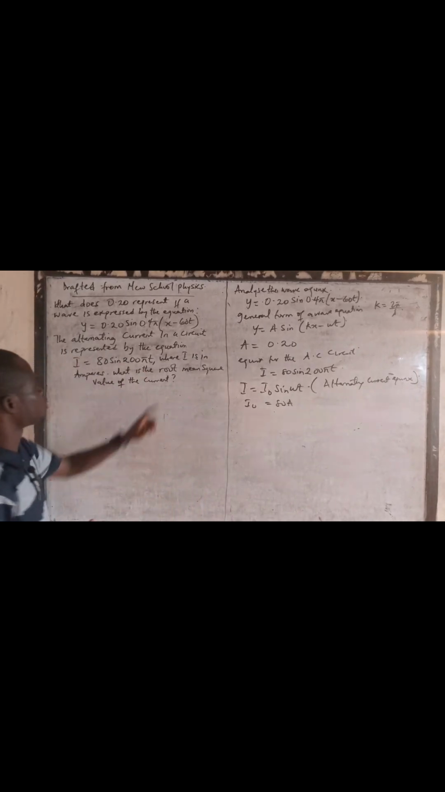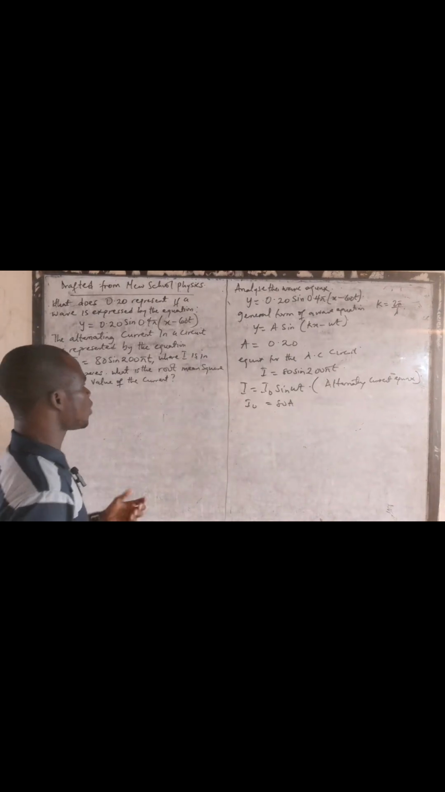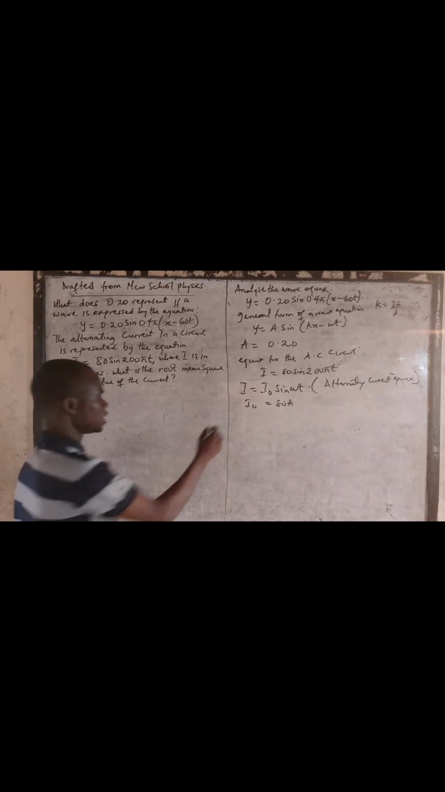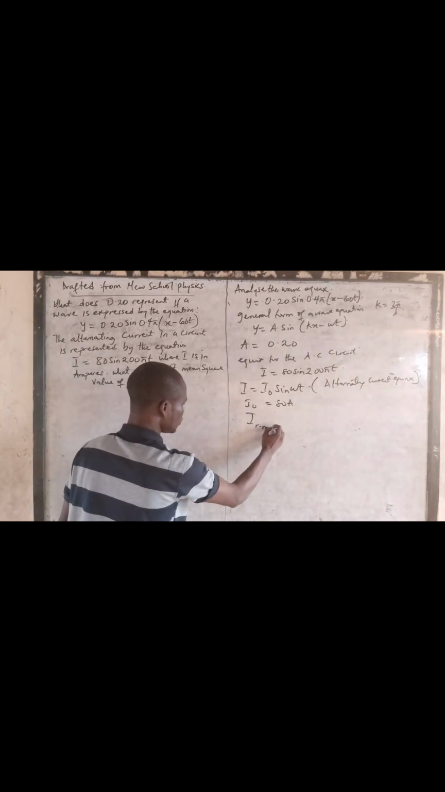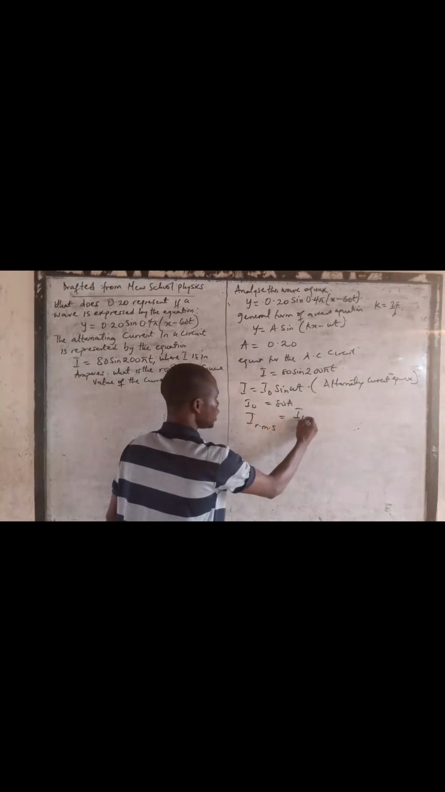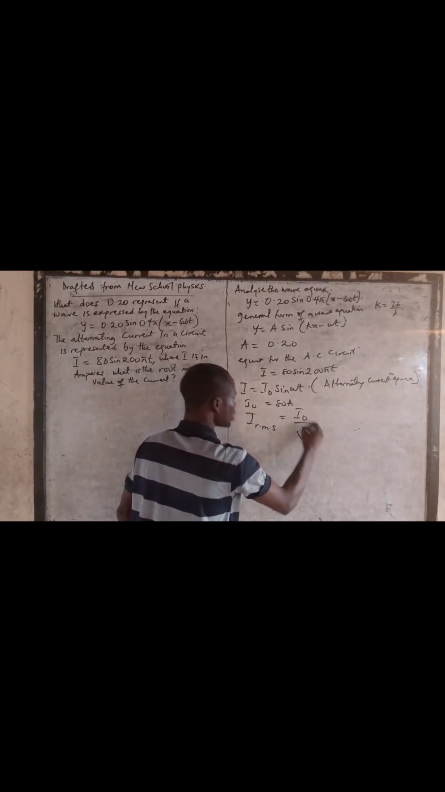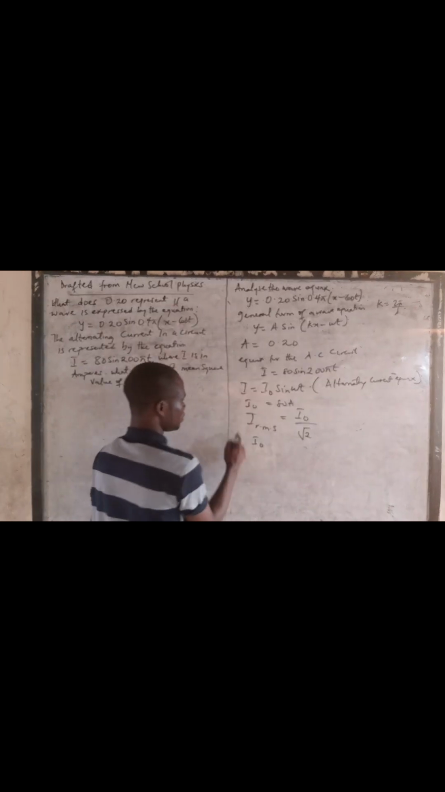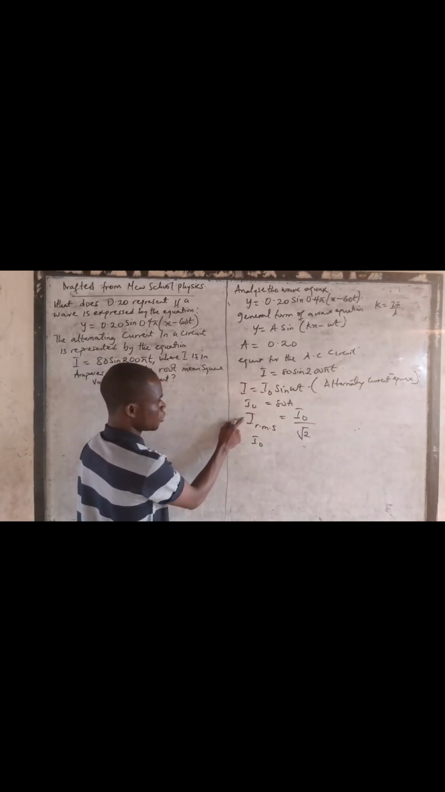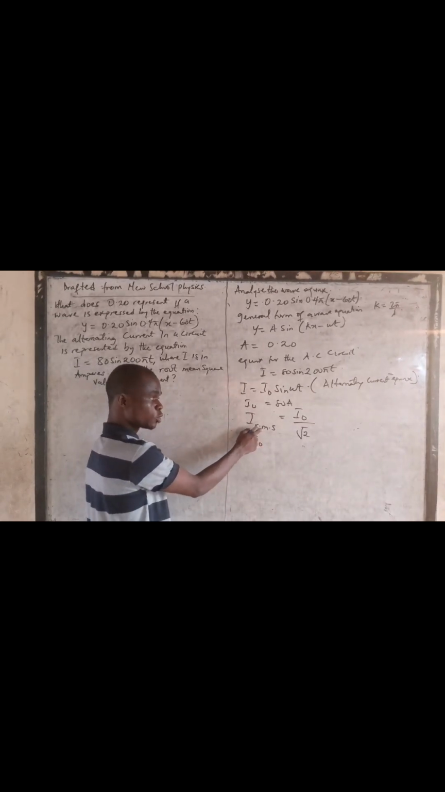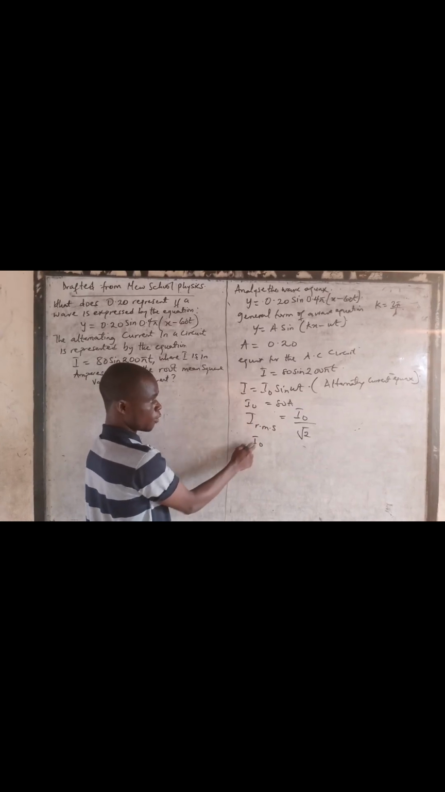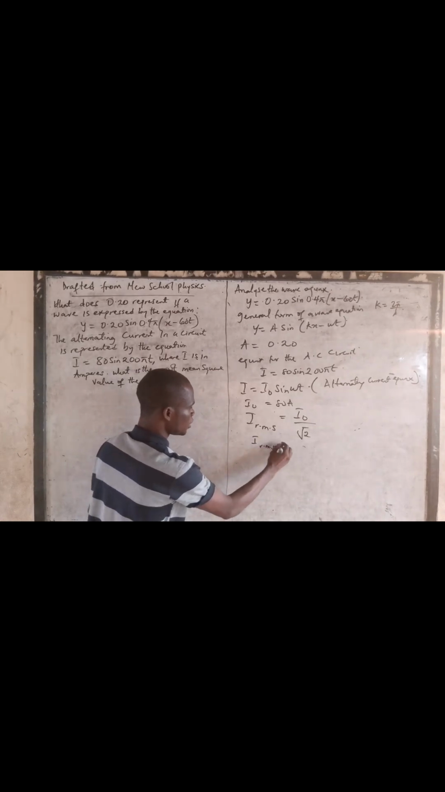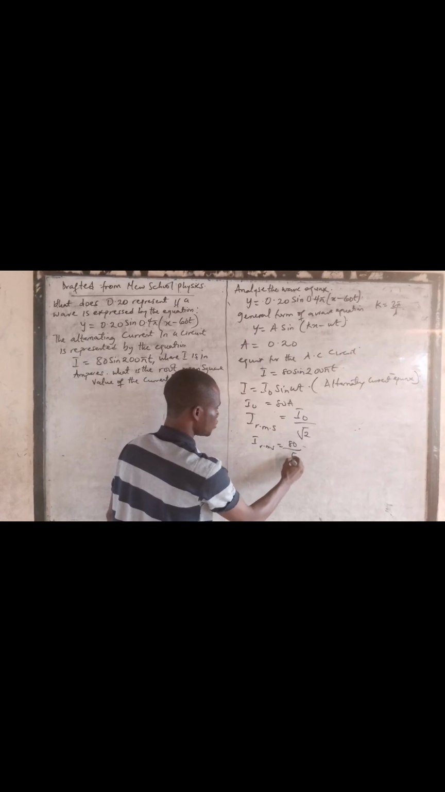Now the question says I should find the root mean square. How do I find my root mean square? That is the root mean square value of the current. That is, the root mean square value equals the peak current over the square root of 2. And that is I naught. Remember, my root mean square is what we are told to find, and my peak current is 80 here. So from here we have the root mean square equals 80 over root 2.